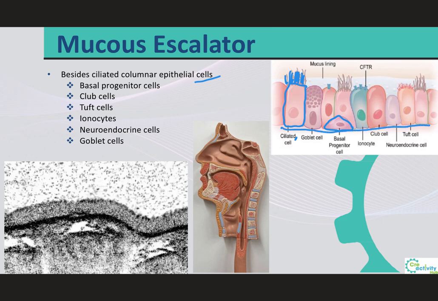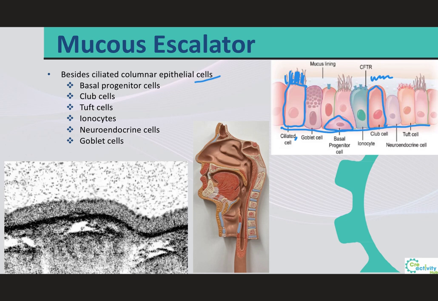Next, we have what we call the club cells. They are also progenitor cells for both themselves and ciliated cells. In addition, they do regulate the contents of the fluid secretion in the distal segments of the respiratory tract. So they're located further down in the respiratory tract.